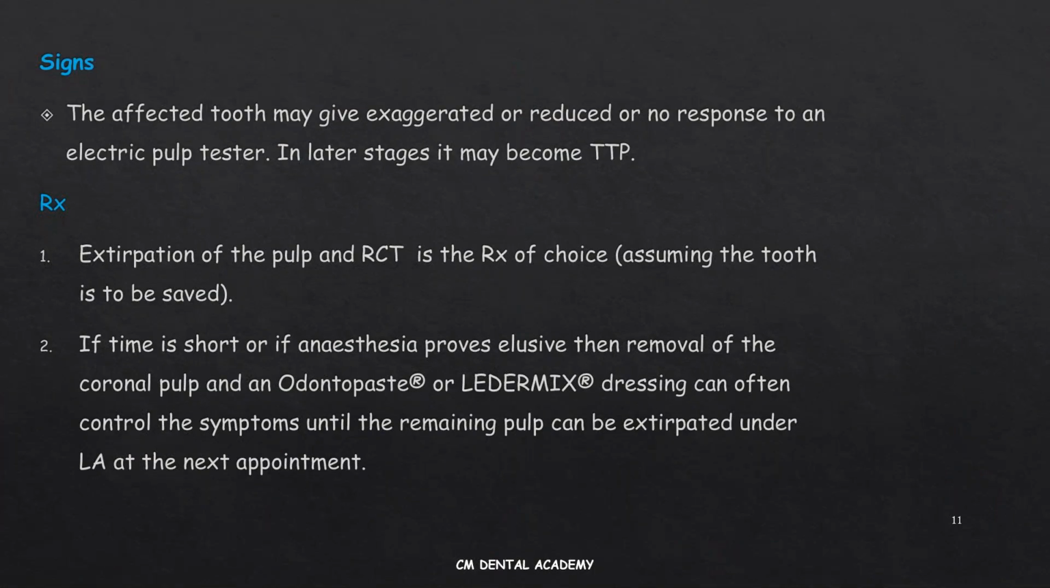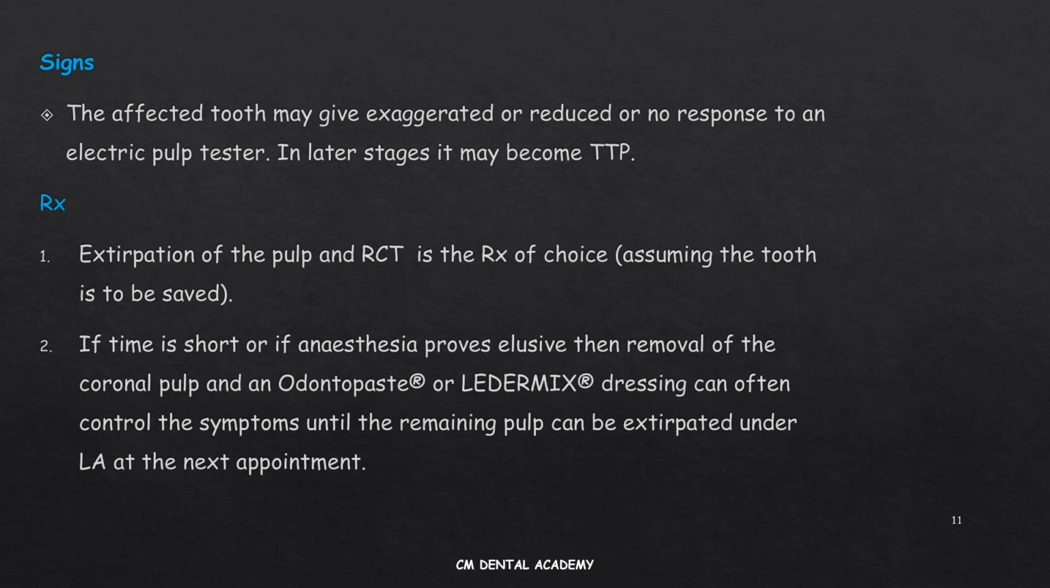It presents with the affected tooth giving an exaggerated, reduced, or no response to an electric pulp tester. So it presents variously. In the later stages, it may become tender to percussion. Treatment follows extirpation of the pulp, and root canal is the choice of treatment for such a tooth.